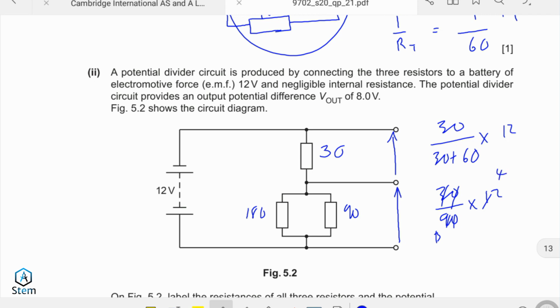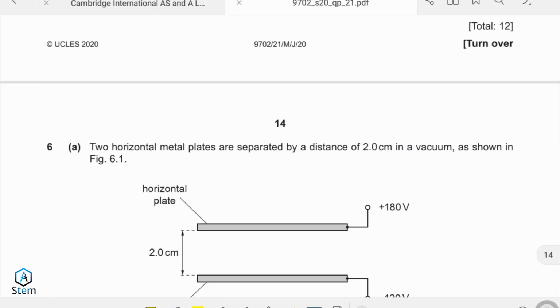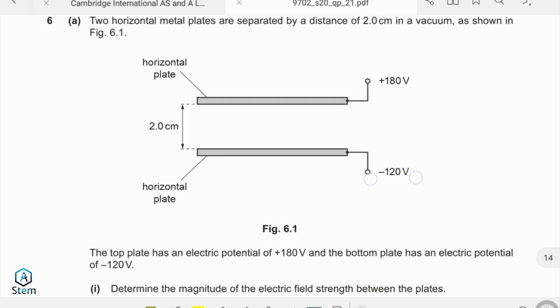Alright, so we are going to have 4 volts here, and we will have 8 volts here. We know when the resistance is bigger, the potential difference across the resistor will be bigger as well. And since our potential difference was in a 1:2 ratio, we can also expect a 30:60, which is basically a 1:2 ratio on the resistor side as well. All right. Okay, so number 5 is done.